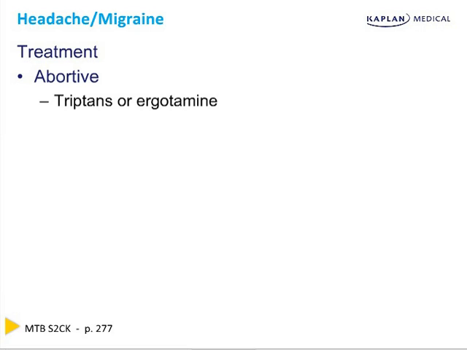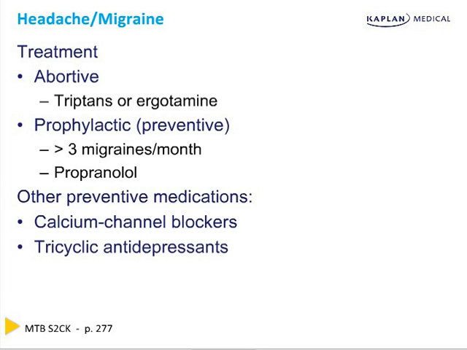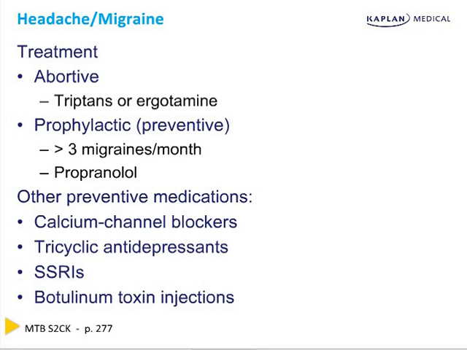Make sure you don't mix up abortive therapy with prophylactic therapy. Prophylactic therapy is propranolol. If you have 3 migraines or more a month, if you're basically having 1 migraine a week, you should get prophylaxed with propranolol. Don't mix up prophylactic propranolol. Prophylactic calcium channel blockers, prophylactic SSRIs, prophylactic tricyclic antidepressants, prophylactic occasionally botulinum toxin injections into the scalp. Don't mix up those preventive therapies with abortive. This is the most frequently asked step 2 question for migraine.